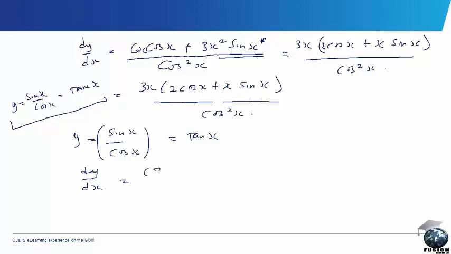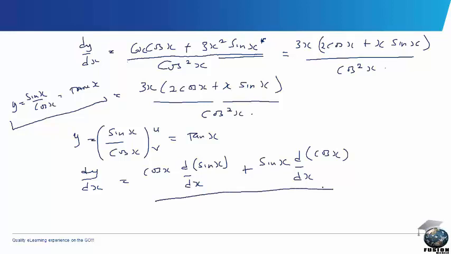We have keeping v constant, and then we differentiate u. This is my u and my v with respect to x, plus keeping u constant, and then differentiating v. That's minus, not plus, with respect to x, and then all divided by v squared. V squared is cos squared x. Still the same mistake.